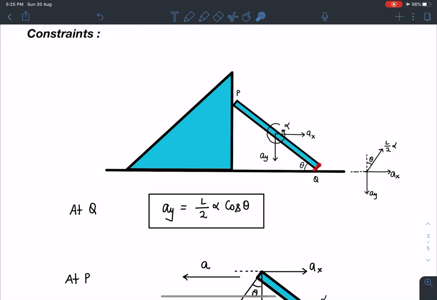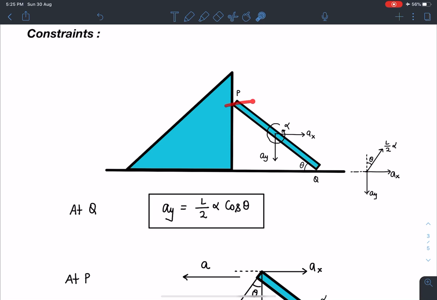So here you can see this point has AX in horizontal direction, AY in downward direction, and due to rotation, this L by 2 alpha will be perpendicular to the rod. So I can call this angle theta. Now in vertical direction, velocity is 0 all the time for this because it is sliding in horizontal direction. So vertical velocity of point Q is 0. If I differentiate, I'll be getting acceleration relation. And in terms of acceleration, AY is going to be L by 2 alpha cos theta. Alright, so this is one extra equation we are getting by constraint.